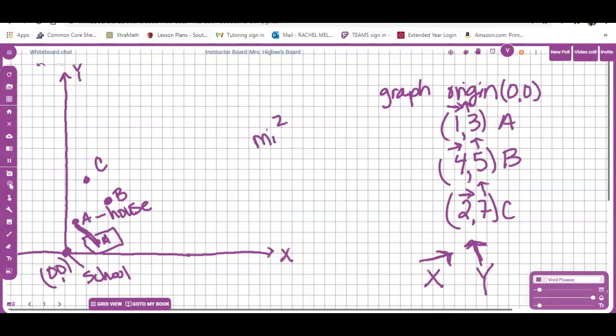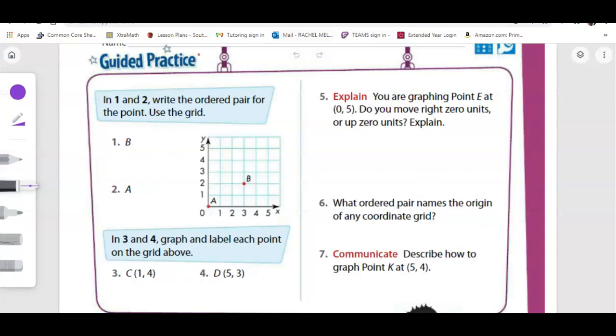Okay, so now I have another problem that I want us to look at. We're going to do a couple of these in this video. It says in 1 and 2, write the ordered pair for the point, use the grid. I'm looking at the grid. I see I have an x-axis that's going by 1. I have a y-axis that's going by 1, which, by the way, the word for that is interval. Each of these lines, the interval right now is 1. And I need to find the ordered pair for A.